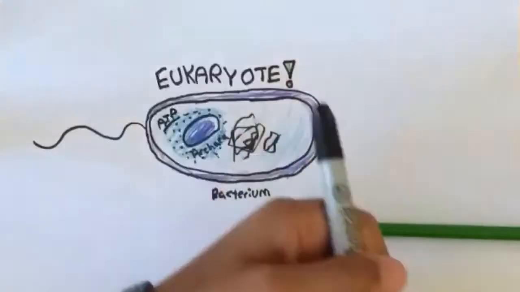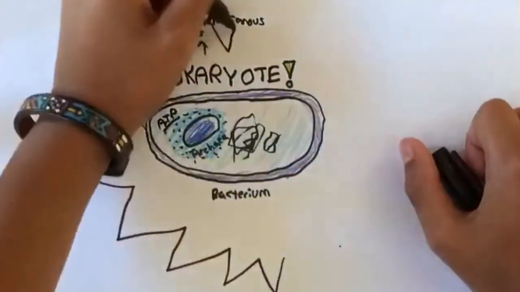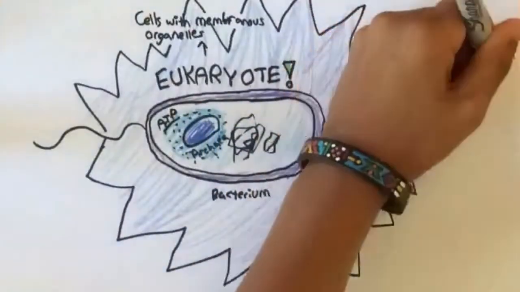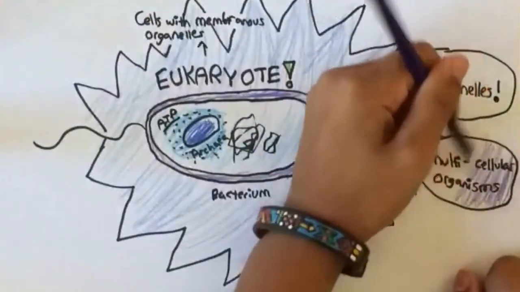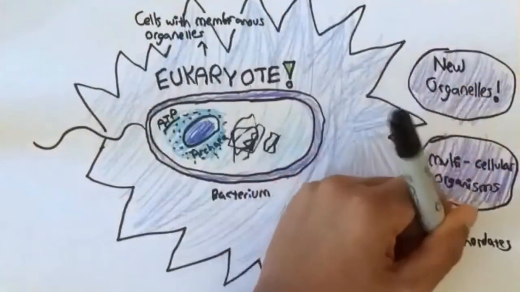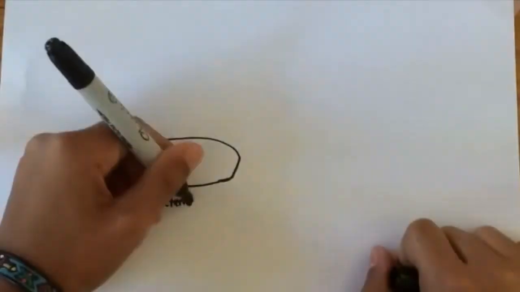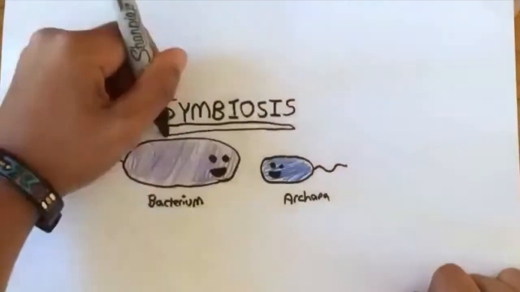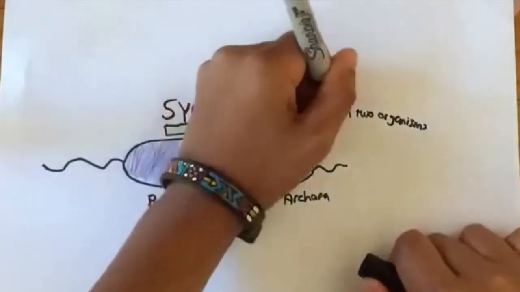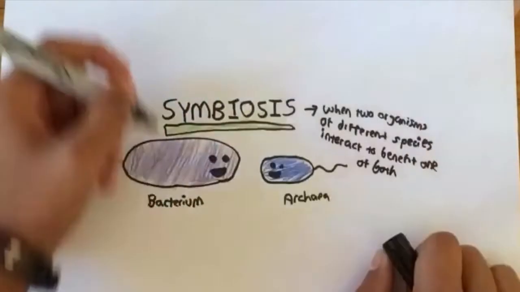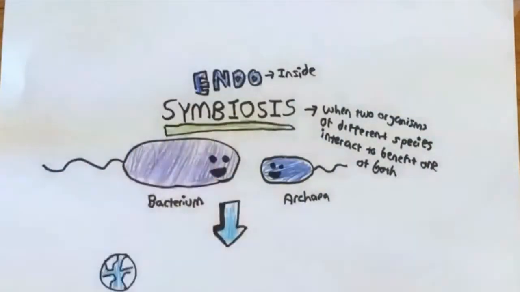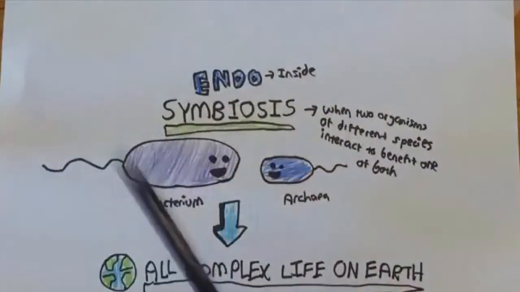This caused an explosion of complexity. Now, eukaryotes could develop many new organelles that could achieve unimaginable things. Many years later, the first multicellular organisms would evolve because of that one moment. That relationship between the archaea and the bacterium was the first ever case of symbiosis, when two organisms of different species interact. And this case of symbiosis, endosymbiosis really, allowed all complex life on Earth to evolve.